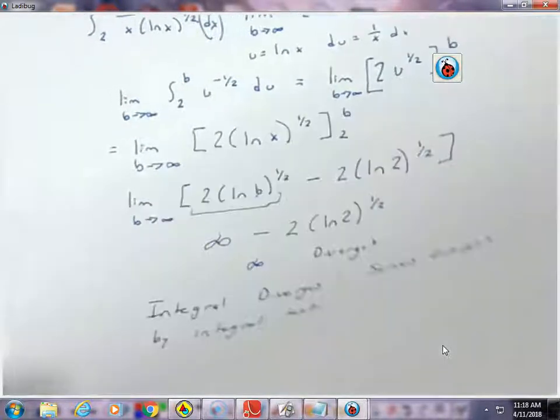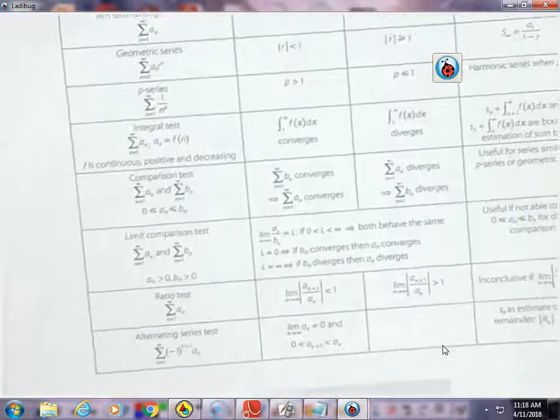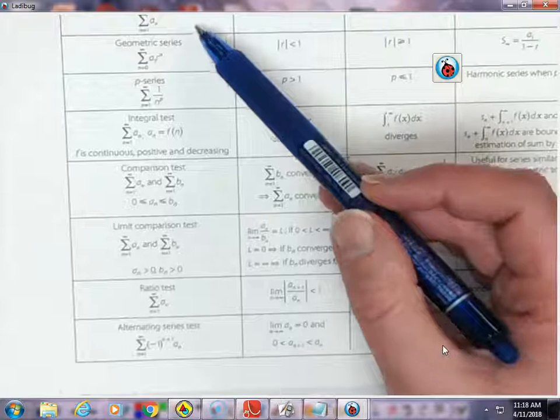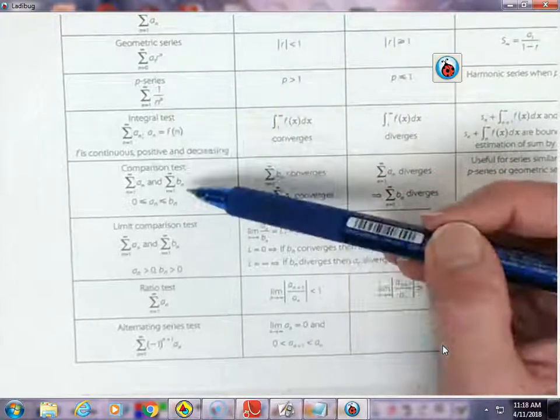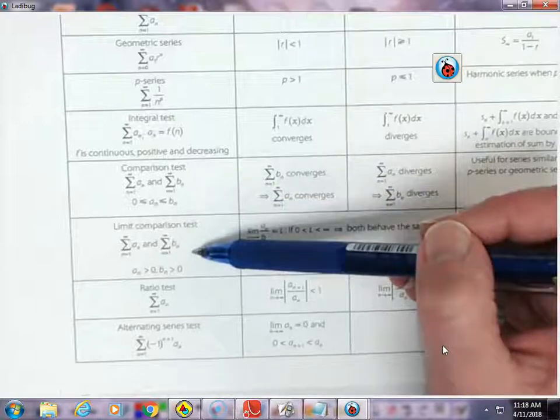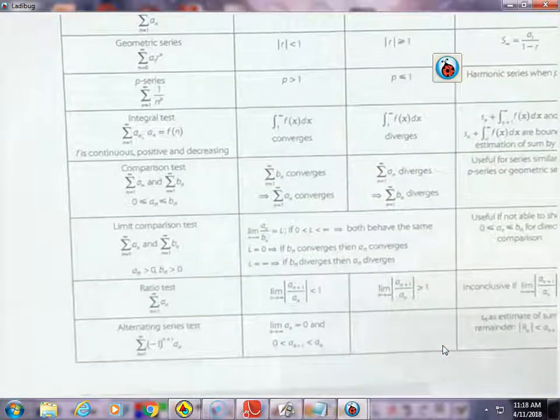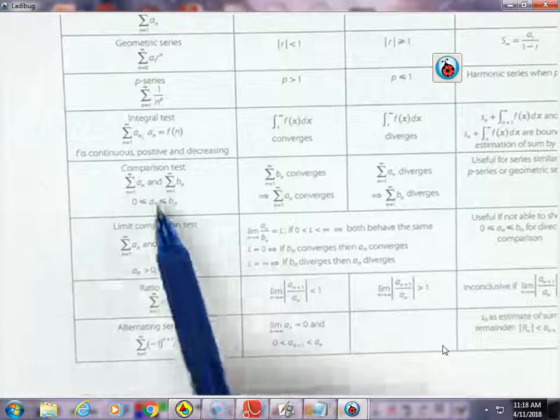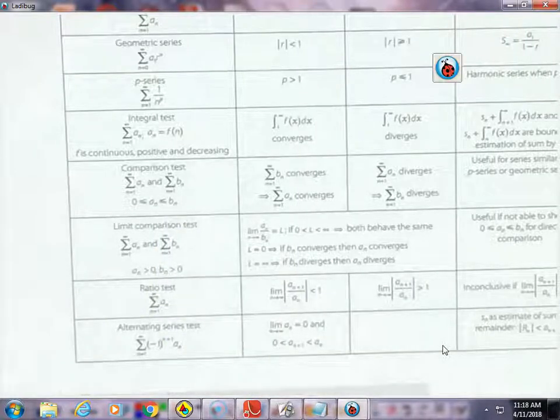Okay, and so now moving right along, I've got a couple of tests to go here. Whew. We've made it through nth term, geometric, p-series, integral test, comparison and limit comparison. Okay, for comparison tests, basically if you're smaller than something that converges, you're going to converge too. If you're larger than something that diverges, you're going to diverge as well. Okay, so that's fair enough. If you are smaller than something that diverges, you don't know what's up. If you're bigger than something that converges, you don't know what's up. So comparison only works if you can directly tell if something is bigger than something else.